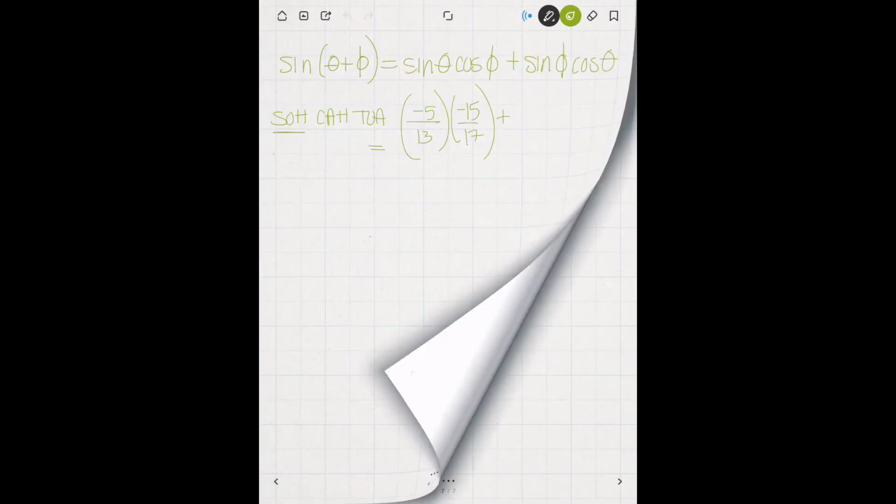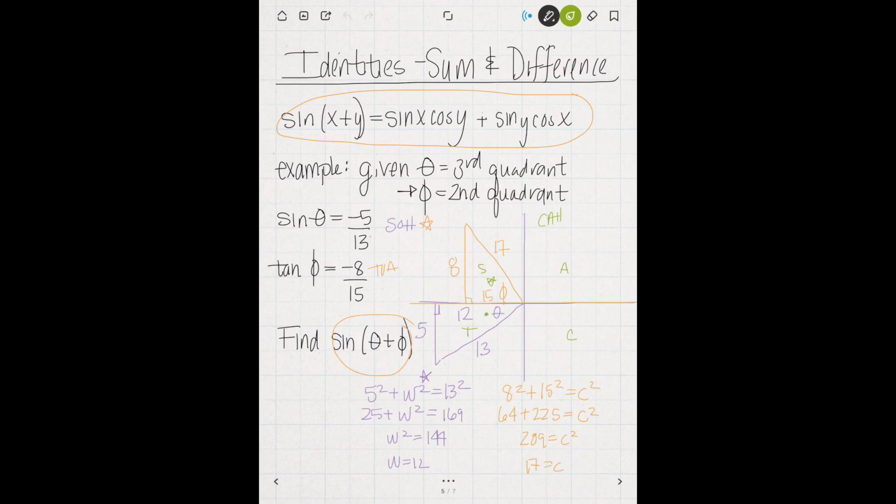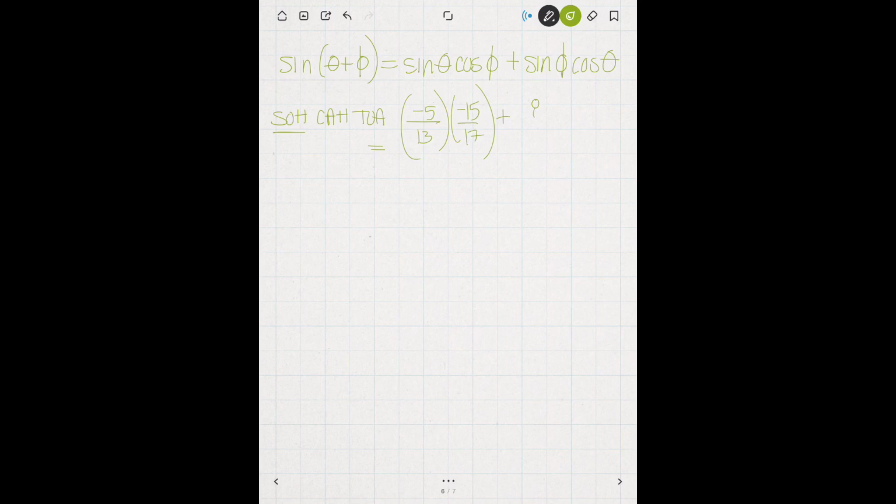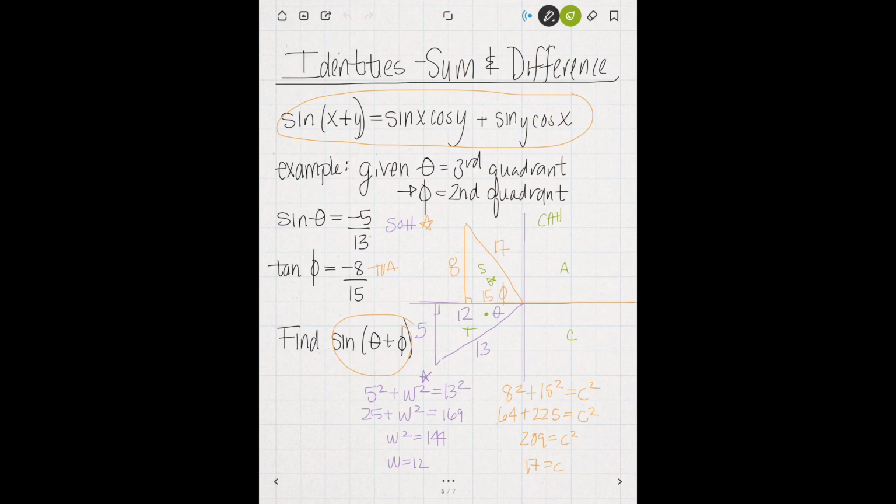Whoops, sorry, wrong way. So if I do my sine of phi, here's my phi angle. Sine, remember, is equal to opposite over hypotenuse. And in the second quadrant, I have a positive value. So it's going to give me 8 over 17. And the cosine of theta, so I go back here. Theta is my purple guy, so I'm down here. Cosine of theta is adjacent over hypotenuse, so 12 over 13. And I know that's going to be negative.